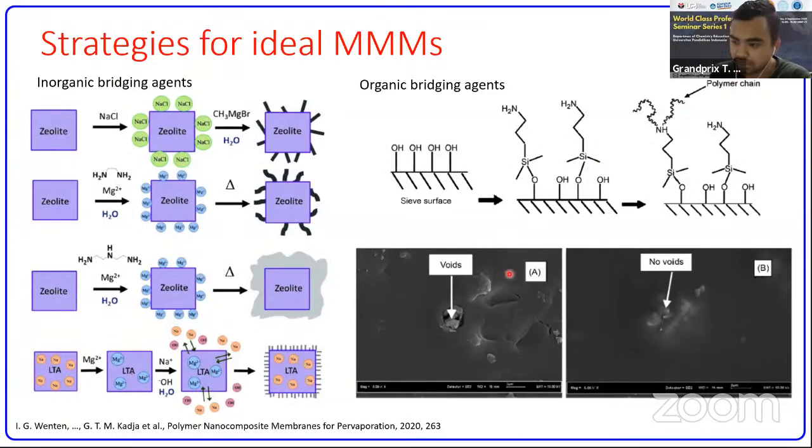So here is the example. If we do not use the bridging agent, APTES, there will be interfacial voids because the interaction is not good. But after we use the bridging agent, APTES, the voids are now closed because the polymer has interacted well with the inorganic phase. So these are the two strategies that we use to obtain ideal MMMs.